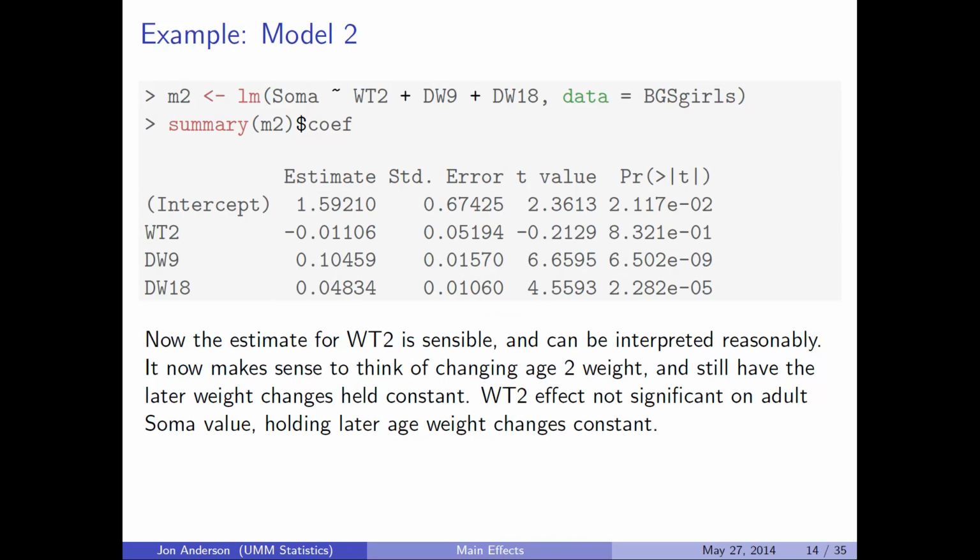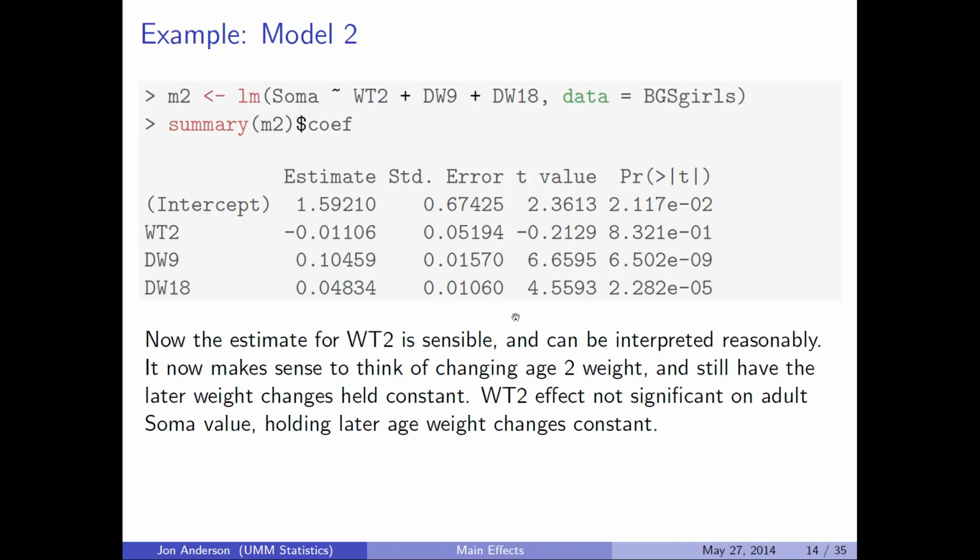So here's model 2, the one I was talking about. We have weight at age 2 as a regressor. We have the increase from age 2 to age 9 and the increase from age 9 to age 18. And you will notice that our weight at age 2 variable still has a negative coefficient, but it is not nearly significant at all. And this is a much more reasonable biological system.